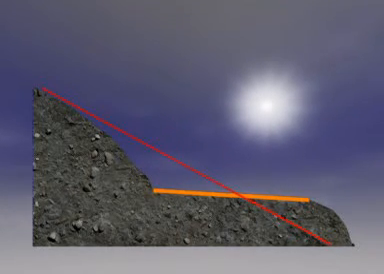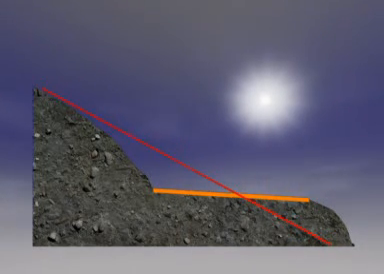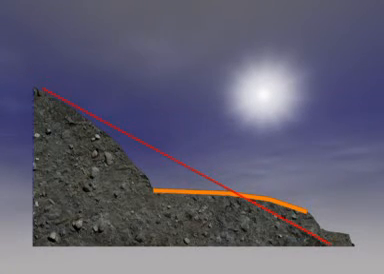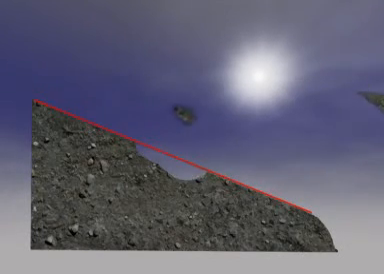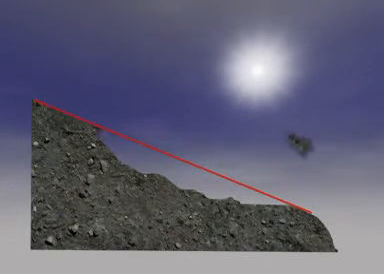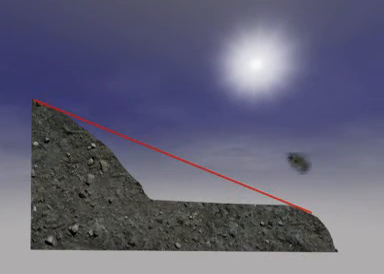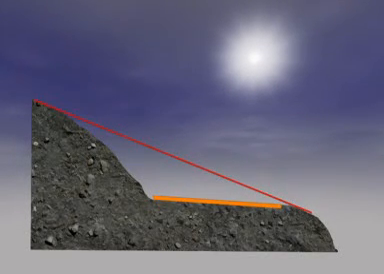A partial bench requires less digging, but doesn't hold up as well as a full bench because the fill material is soft and rarely compacts evenly. A full bench is constructed by cutting the full width of the tread into the hillside. This design is recommended because it creates a stable tread and requires less maintenance.